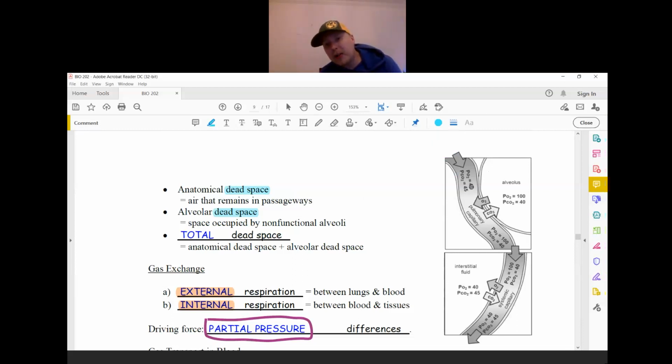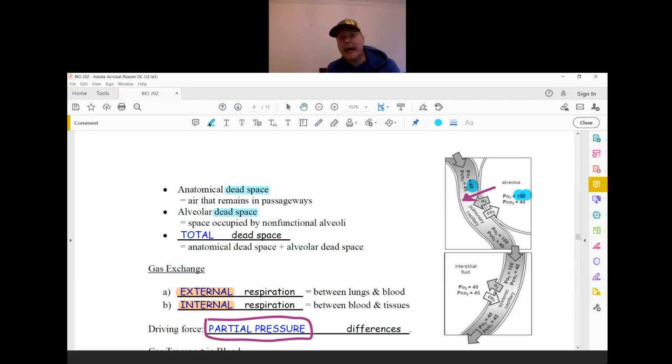So the partial pressure of the oxygen within the blood that's returning from the systemic circuit to the alveoli is 40 millimeters of mercury, whereas in air we have 100 millimeters of mercury for the partial pressure of the oxygen. Well, of course, 100 is greater than 40. So for that reason, the movement of oxygen is going to be from the alveoli to the capillary blood within the external respiration.